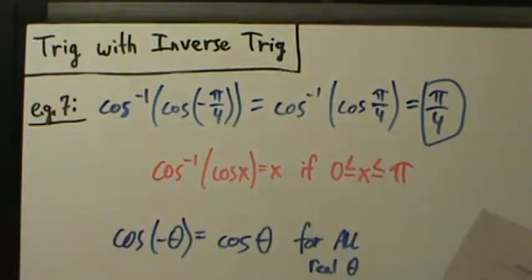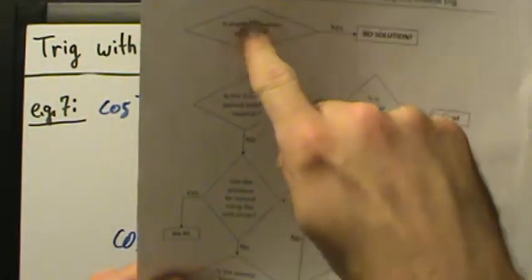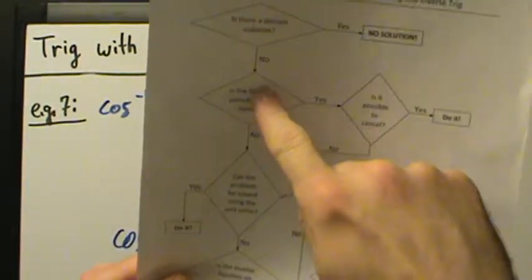We can still do it by not recognizing that. The path we would have followed was we would have started here. No domain violation. Go here. Is the function paired with its own inverse? Yes. Can we cancel? No. Can we use the unit circle? Yes. So we could have done that.